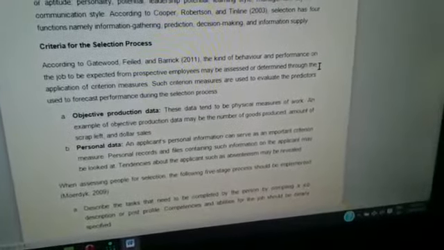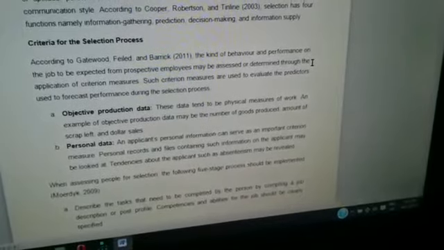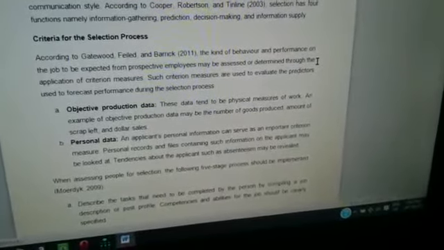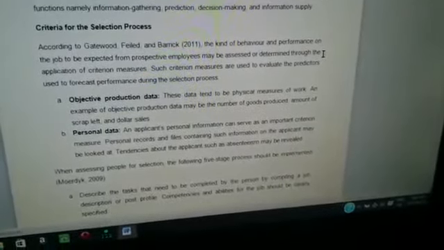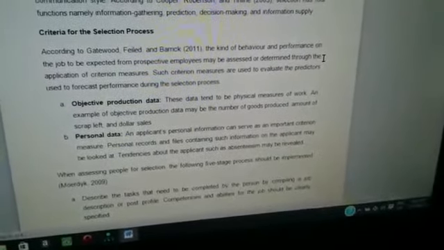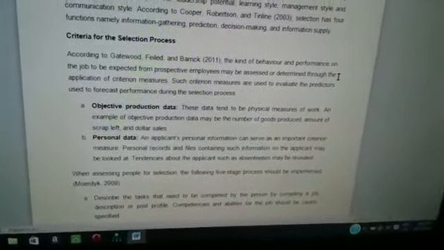Personal data. An applicant's personal information can serve as an important criterion measure. Personal records and files containing such information on the applicant may be looked at. Tendencies about the applicant, such as absenteeism, may be revealed.